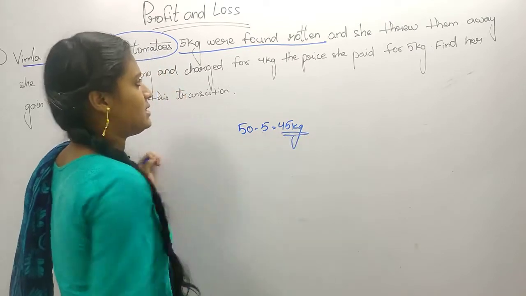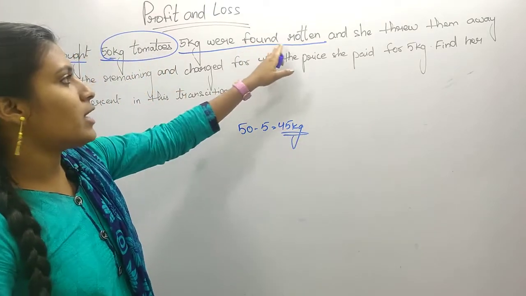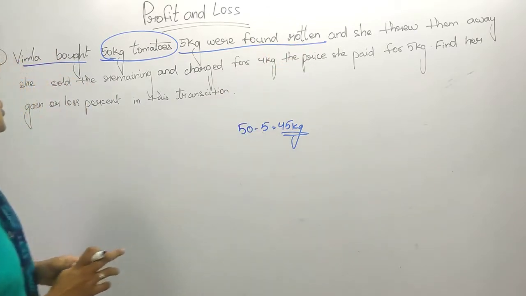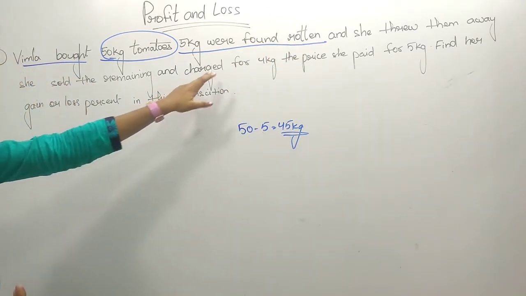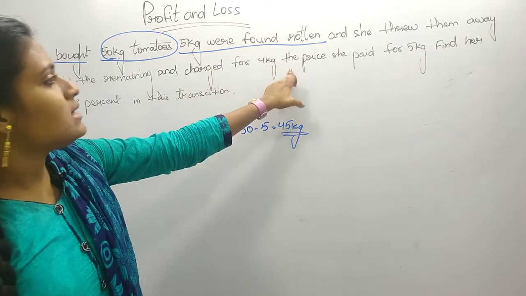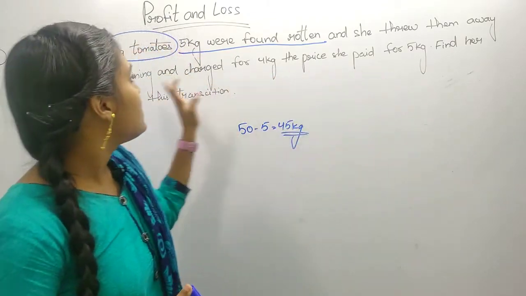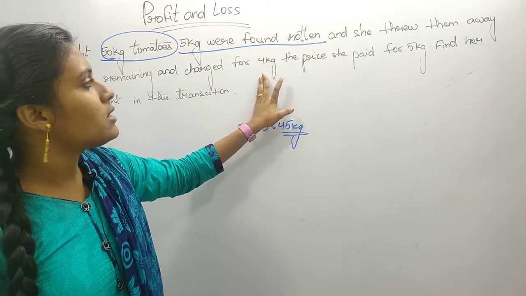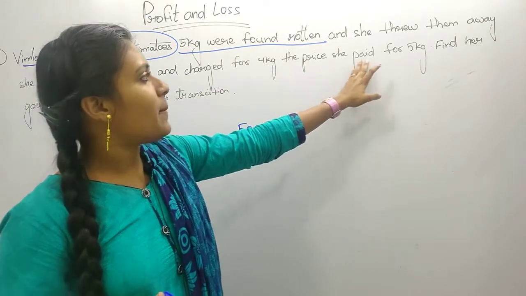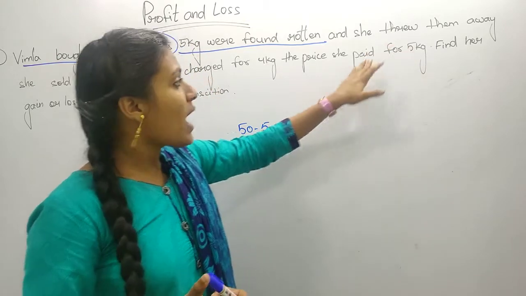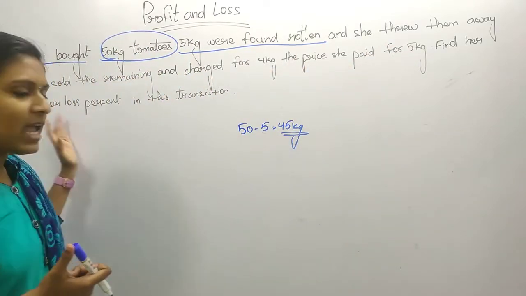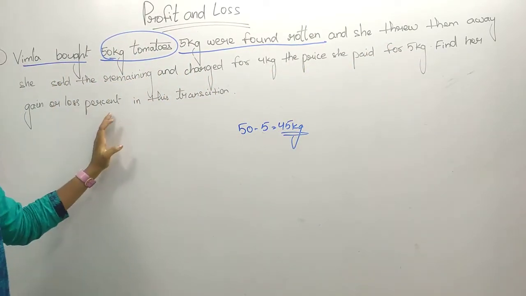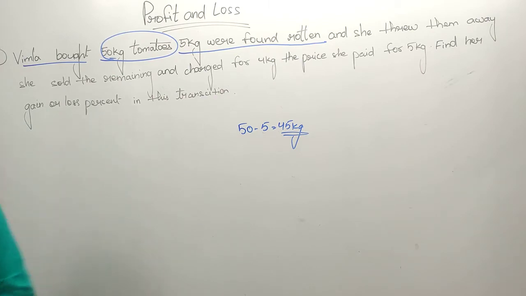Remaining are 45 kg. She threw the 5 kg of rotten tomatoes away and sold the remaining, charging for 4 kg the price she paid for 5 kg. She sold 4 kg of tomatoes according to the price she paid for 5 kg. Here we have to find out whether it is gain or loss percent. I think you understood the question very well. Let's solve the problem.